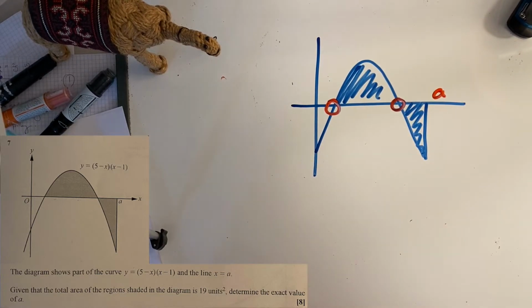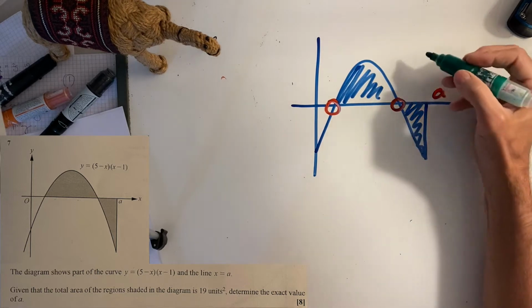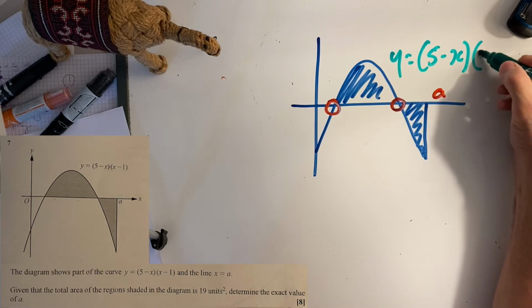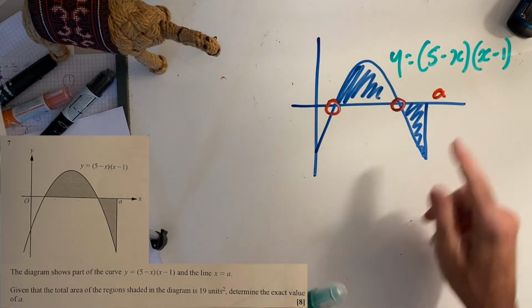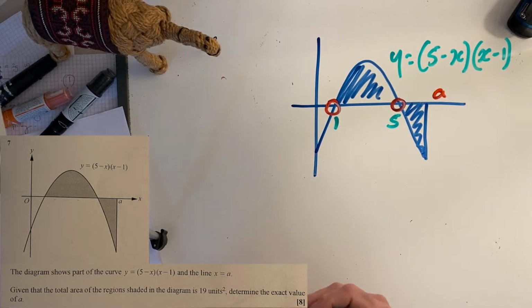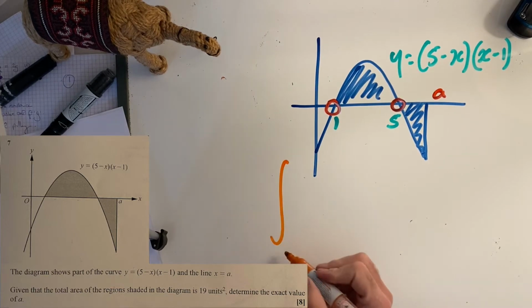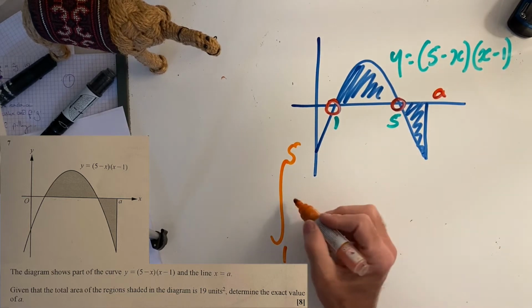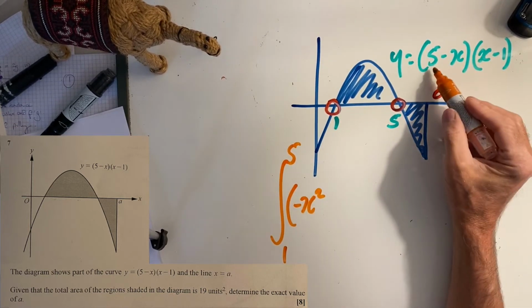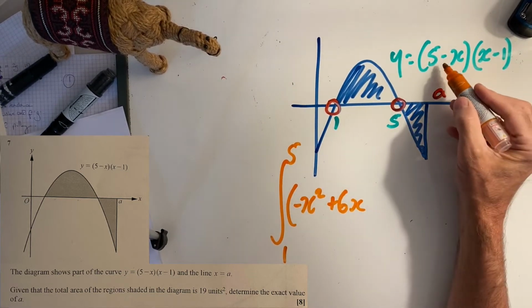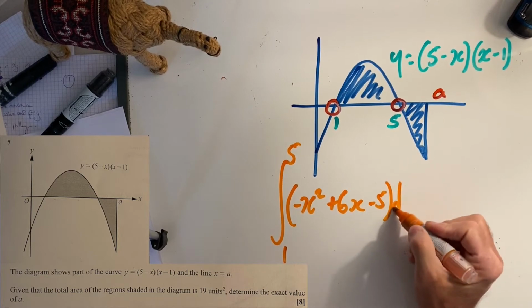Well, if you look at the question, it tells you that y equals (5 minus x)(x minus 1). And that's really good, because that tells me that must be the value of 1 there, and that must be the value of 5. So what I've got to do is work out the area between 1 and 5 of this function. Let's multiply this out. I get minus x squared, then 5x plus x, so it's plus 6x, and minus 5, dx.